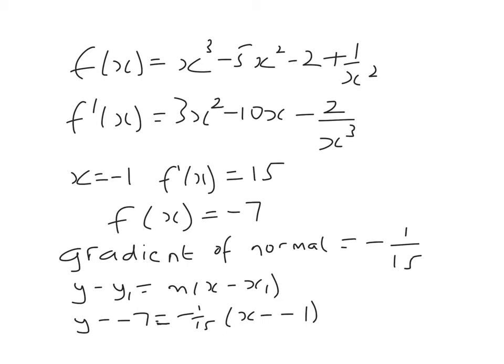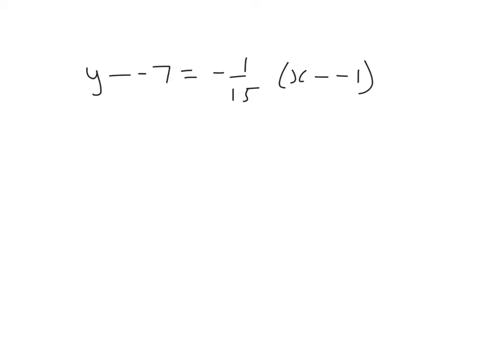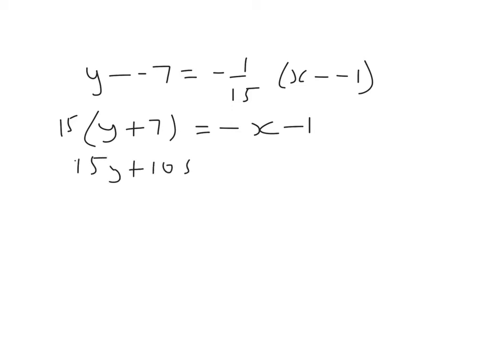You need to go on to the next page. So y plus 7 multiplied by 15 is minus x minus 1. This works out to be plus 1, there's a minus sign there, minus times a plus is a minus. So 15y plus 105 equals minus x minus 1. What format have we got to get it in? ax plus by plus c is 0. So x plus 15y plus 106 equals 0.